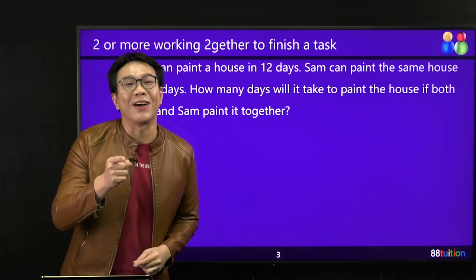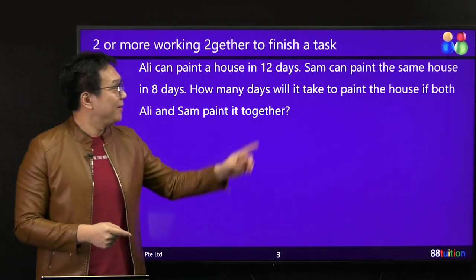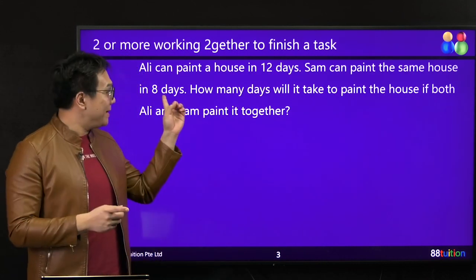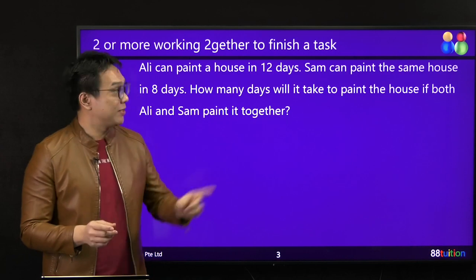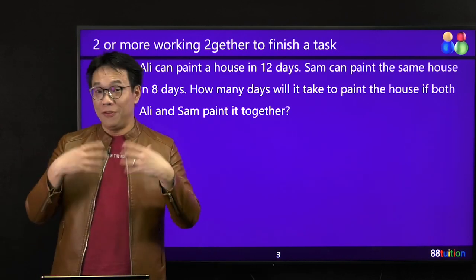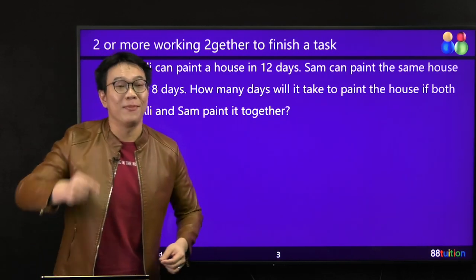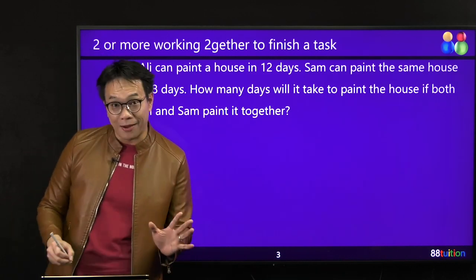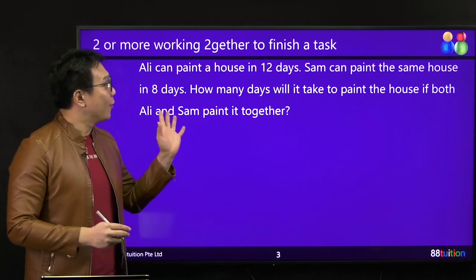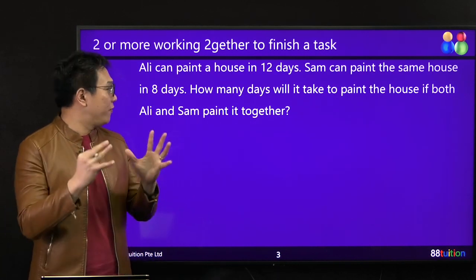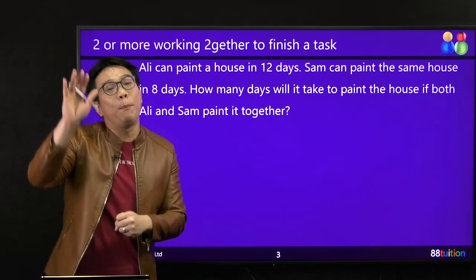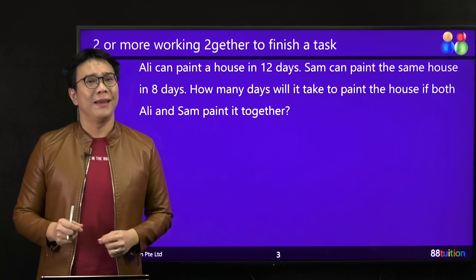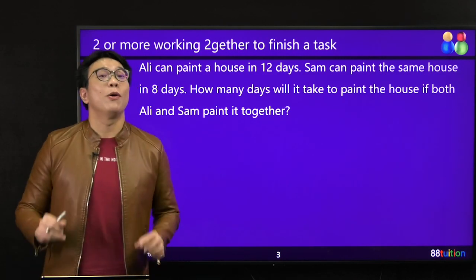Okay. Who is faster? Clever. Doesn't mean that the bigger number means faster. No. 8 days can finish painting one house versus 12 days to finish painting the same house. So Sam is faster. Yes, Ali is the one that is slower. Can you see or not? Yeah? Excellent. So how many days will it take for both of them to combine strength to finish painting that one house? This is our question. Very familiar, right? Yeah. So in this case, what must you do?